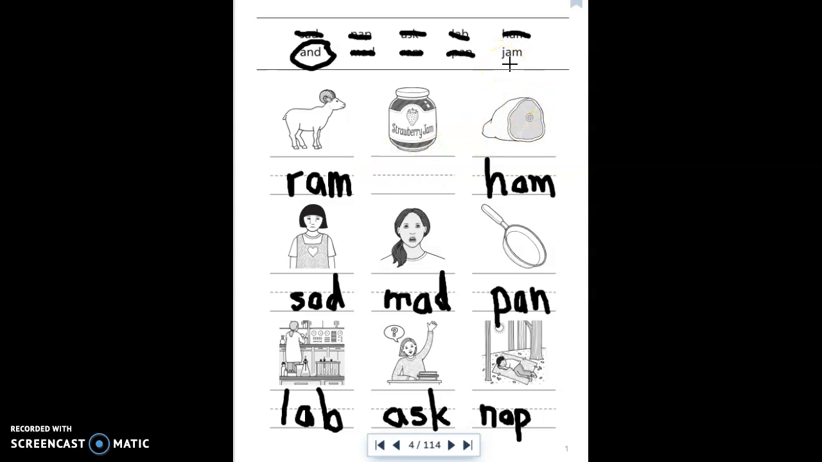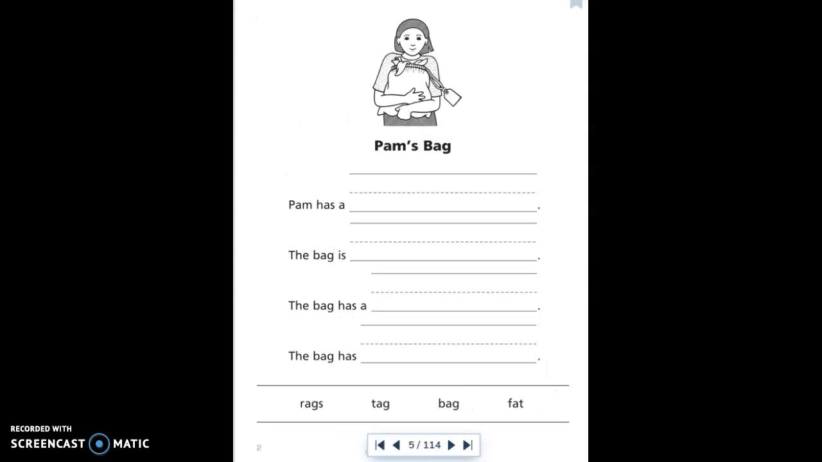The last word is jam. And if I look at the label on this, I can see it's the same word, J-A-M, jam. So a J, an A, and an M. And that's all I need to do for page 1. I've just put the words with the picture, okay? Let's turn to the next page in our workbook. This is page 2. You should have a page 2 at the bottom. And we're going to complete some sentences together.